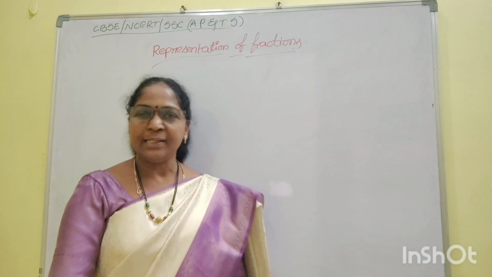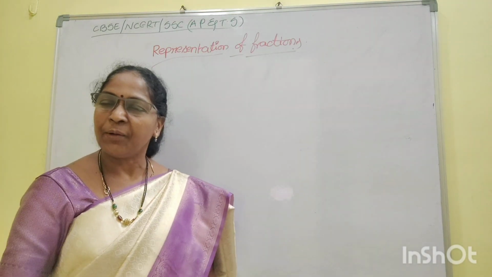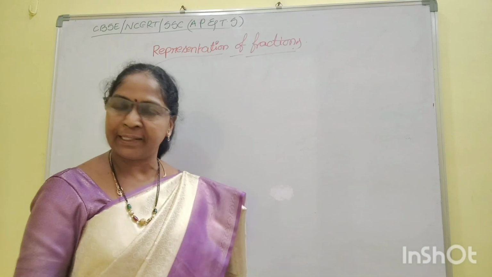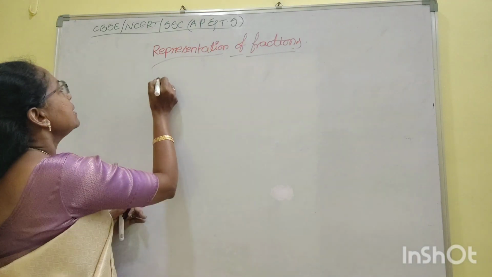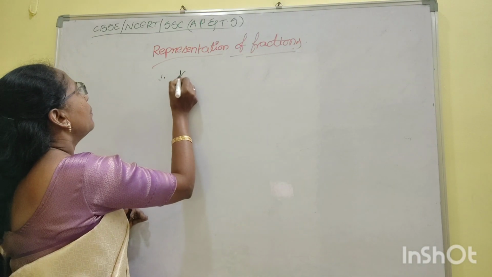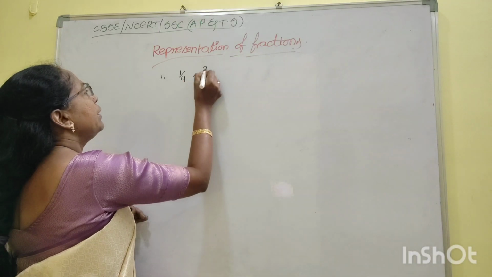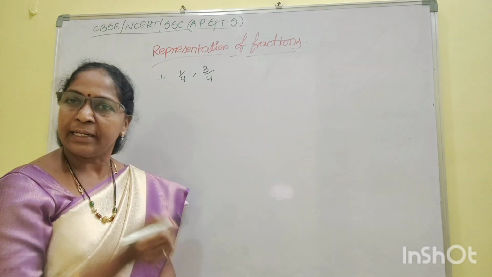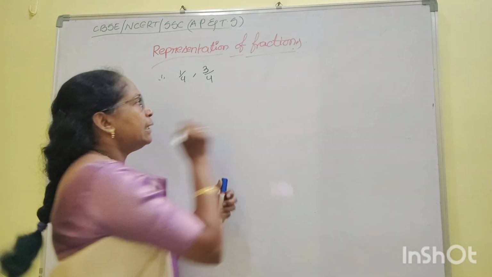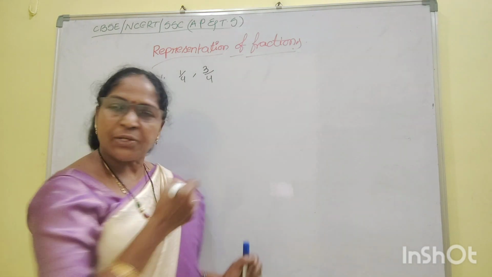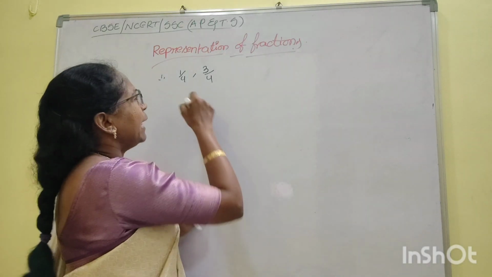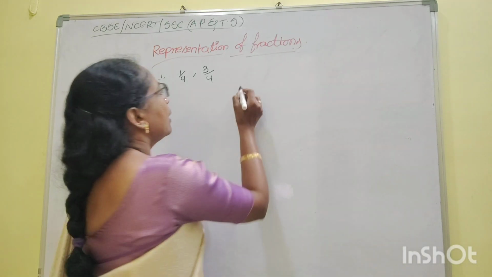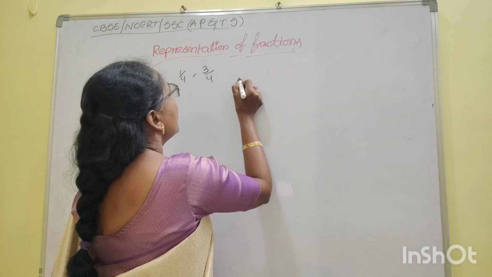Next topic is representation of fractions. How can you represent the fractions diagrammatically? That is the question. For example, here 1 by 4 and 3 by 4, like this. You have to represent these two fractions diagrammatically or symbolically. So here, a picture representation. You can take any picture to represent it, right? That is our wish. Draw one picture.